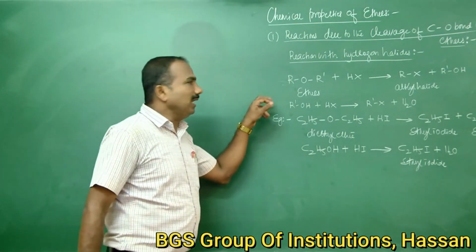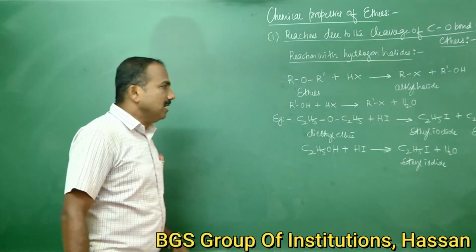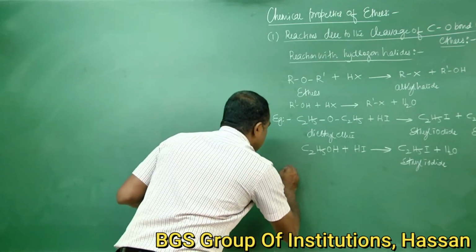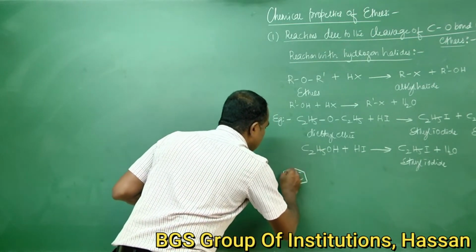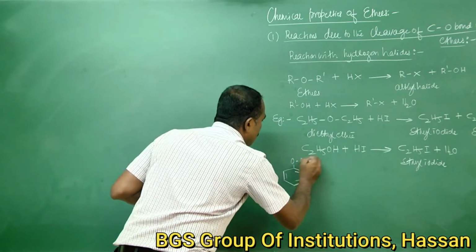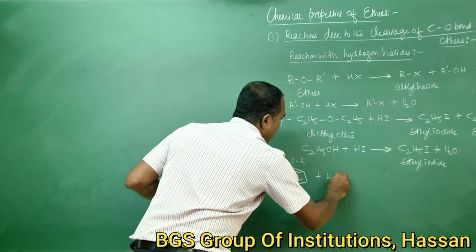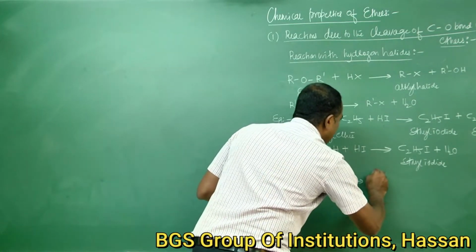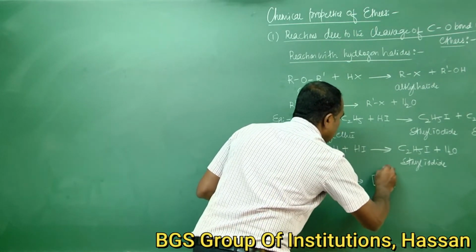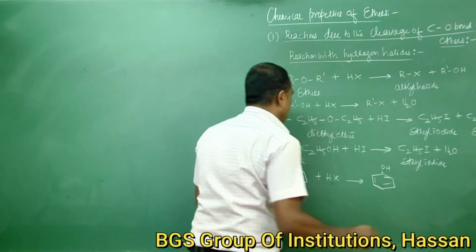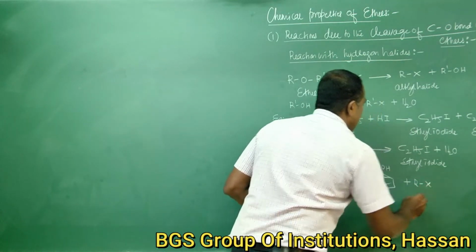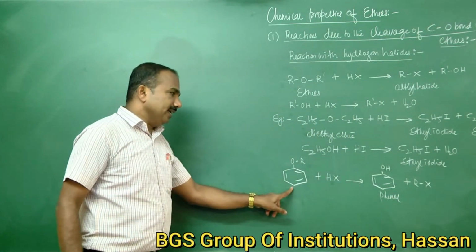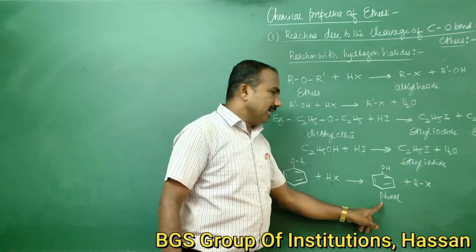Okay, so not only alkyl ethers, alkyl aryl ethers, the general formula for alkyl aryl ethers is a benzene ring connected to OR. On heating with hydrogen halides, HX, gives phenol, that is a benzene ring connected to OH, plus RX. This is phenol. This is alkyl aryl ethers on heating with hydrogen halide gives phenol.